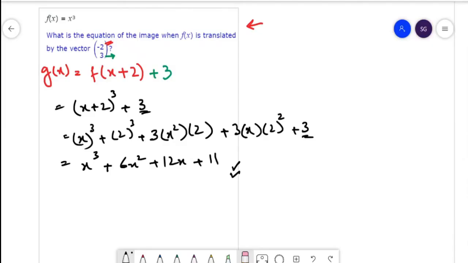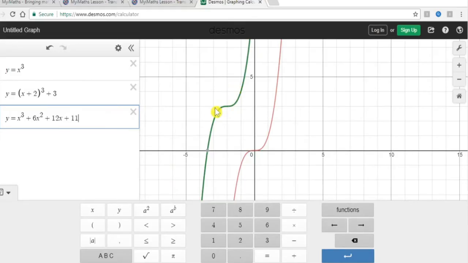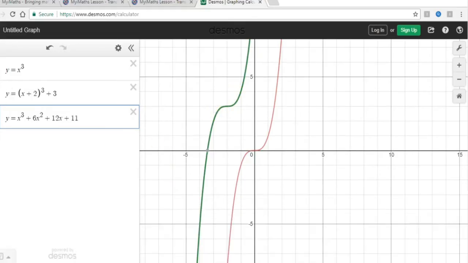Just for the sake of it, let's see if this function is also correct: x cubed plus 6x squared plus 12x plus 11. You can see that the blue graph and the green graph are at the same position, and that means these two are equivalent. These are the same function expressed in different forms, but the idea is that you are moving 2 backwards, so you're adding to the input, and if you're shifting it up or down, you're adding it to the output.